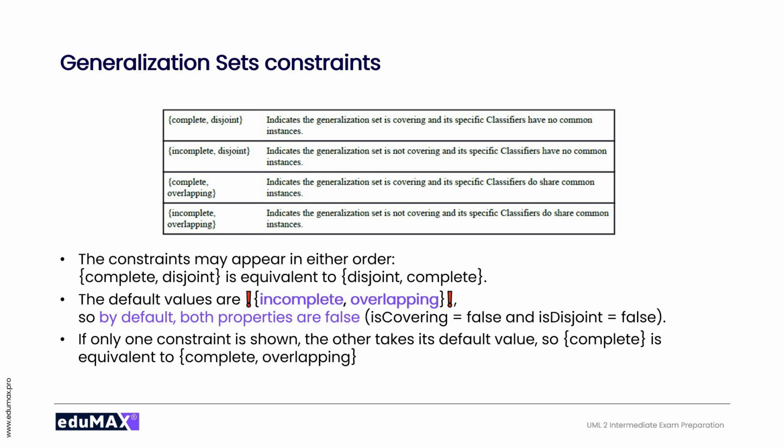It is very important to remember that the default values are incomplete overlapping. In other words, by default, both properties are false. If we only specify one value, the other takes its default value. For instance, if we just write complete, it's the same as writing complete overlapping because overlapping is the default value.